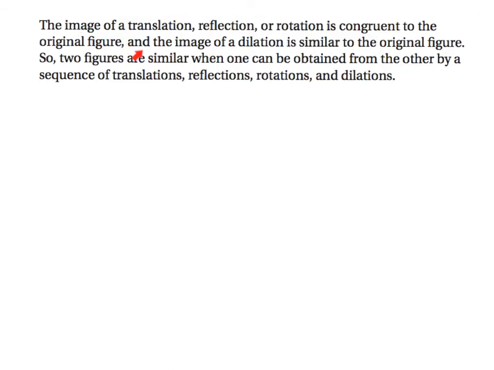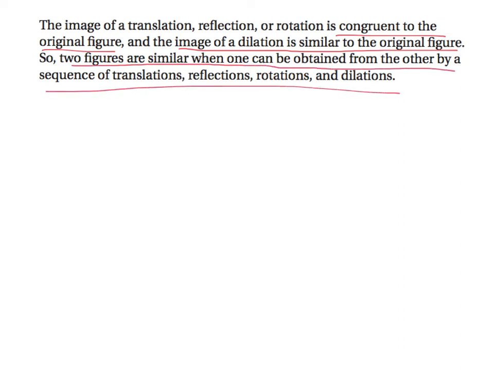Now the image of a translation, reflection, and rotation is congruent to the original figure. And the image of a dilation is similar to the original figure. So two figures are similar when one can be obtained from the other by a sequence of translations, reflections, rotations, dilations. Now, if there's no dilation, the end picture is congruent. If there is a dilation somewhere in there, it will be similar.